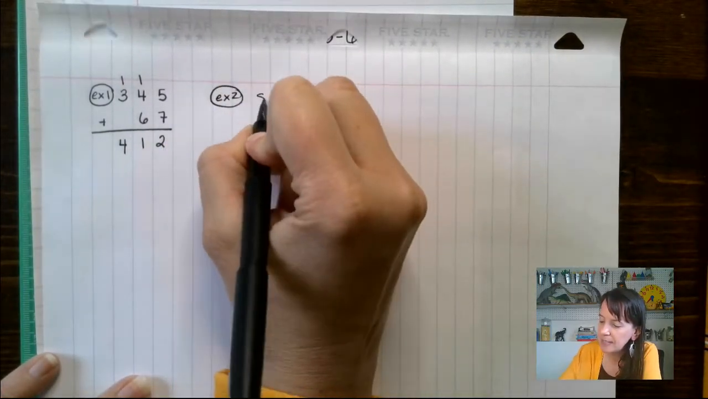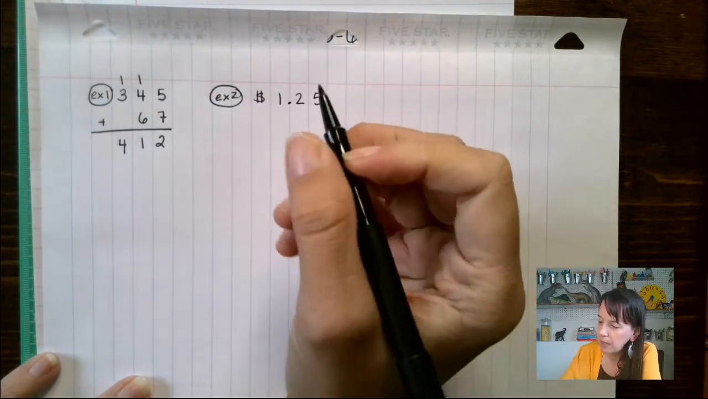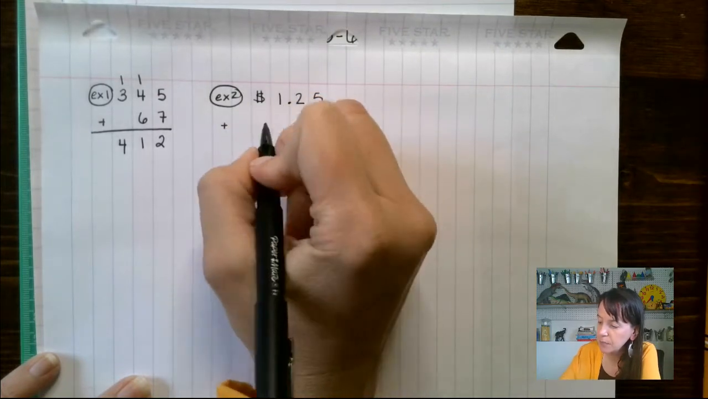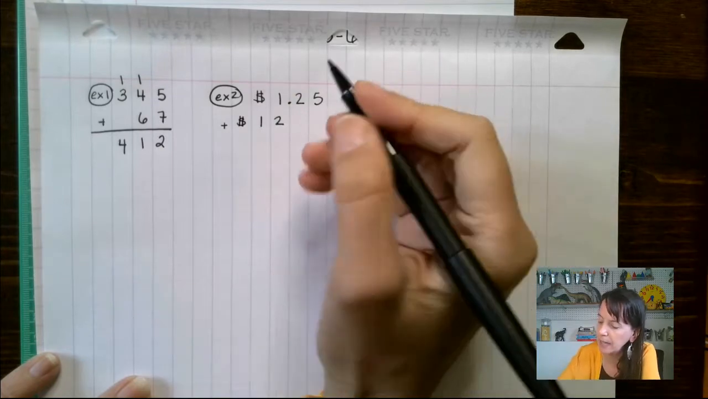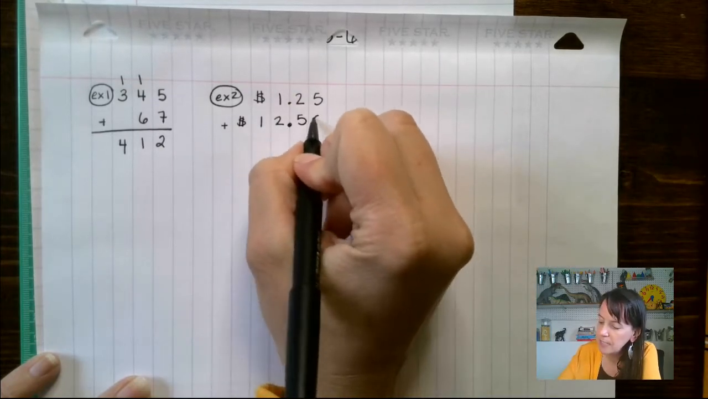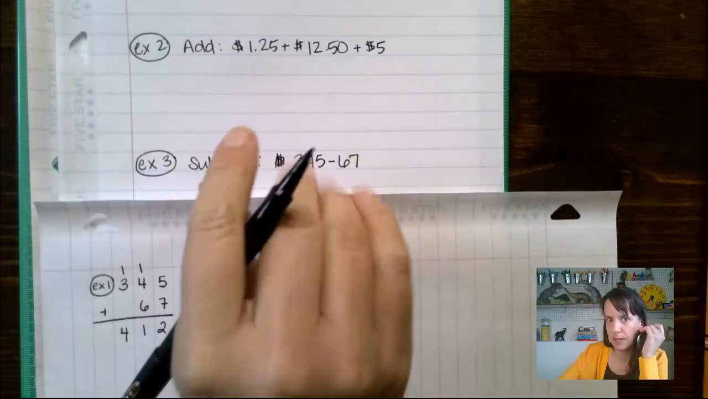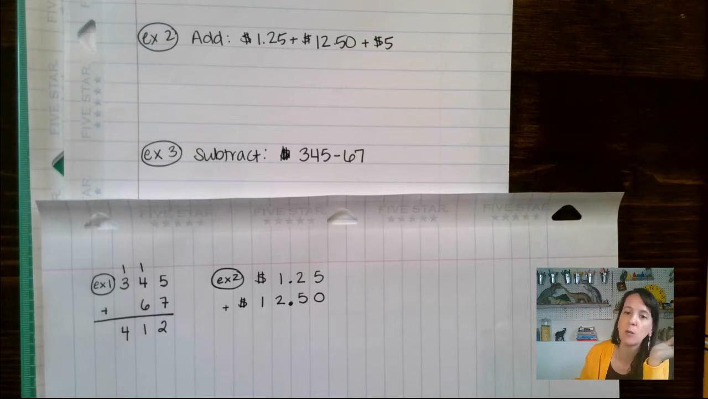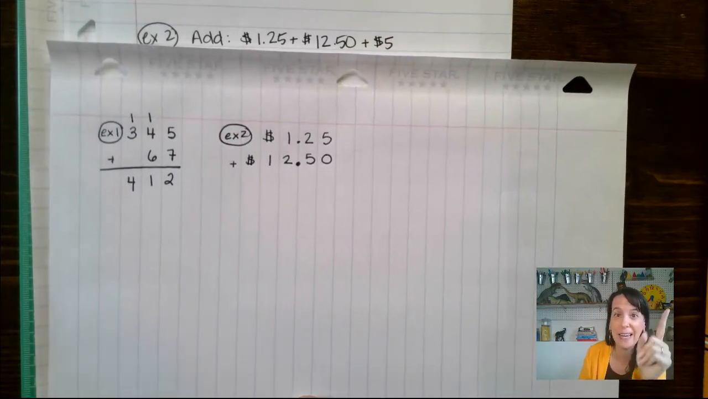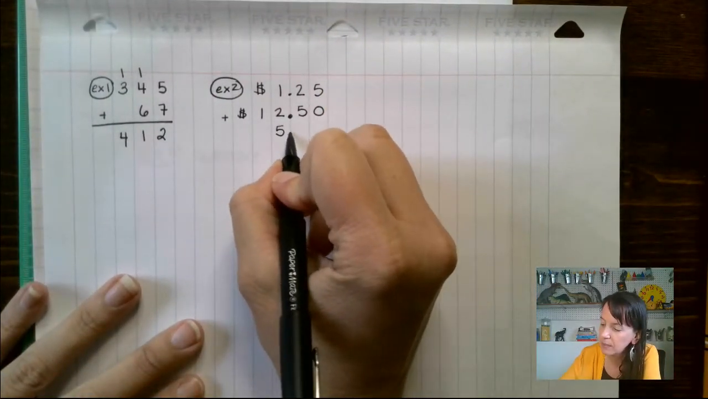This one says 125 plus $12.50, so plus $12.50 plus $5. I probably should have put the dollar sign at the end. Now remember, in math, we have some things that are called invisible math, things that we don't write, that we just assume you know. One of those is if there's no decimal shown, it's at the end. So for this $5 here, it's at the end. So we're going to say $5.